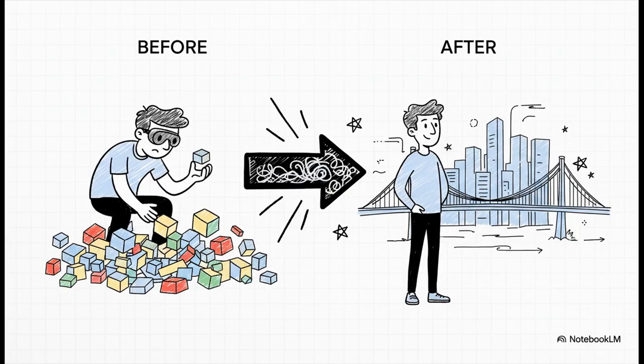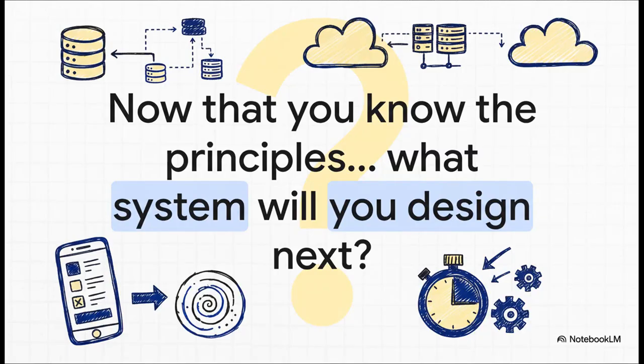Because once you start thinking this way, it completely transforms how you approach everything, from how you design your state and handle APIs to how you optimize performance. You stop just building components and you start architecting resilient client-side systems. So the takeaway here is simple. The principles for building reliable, scalable, and maintainable applications are universal. They're not back-end principles anymore. Now that you know them, what system will you design next?